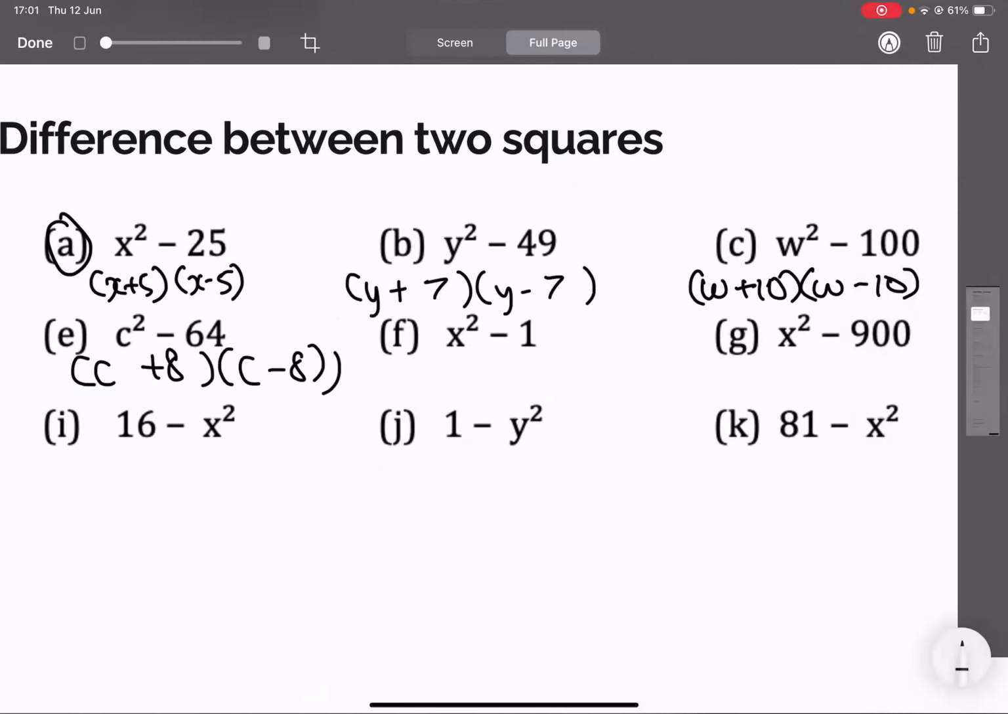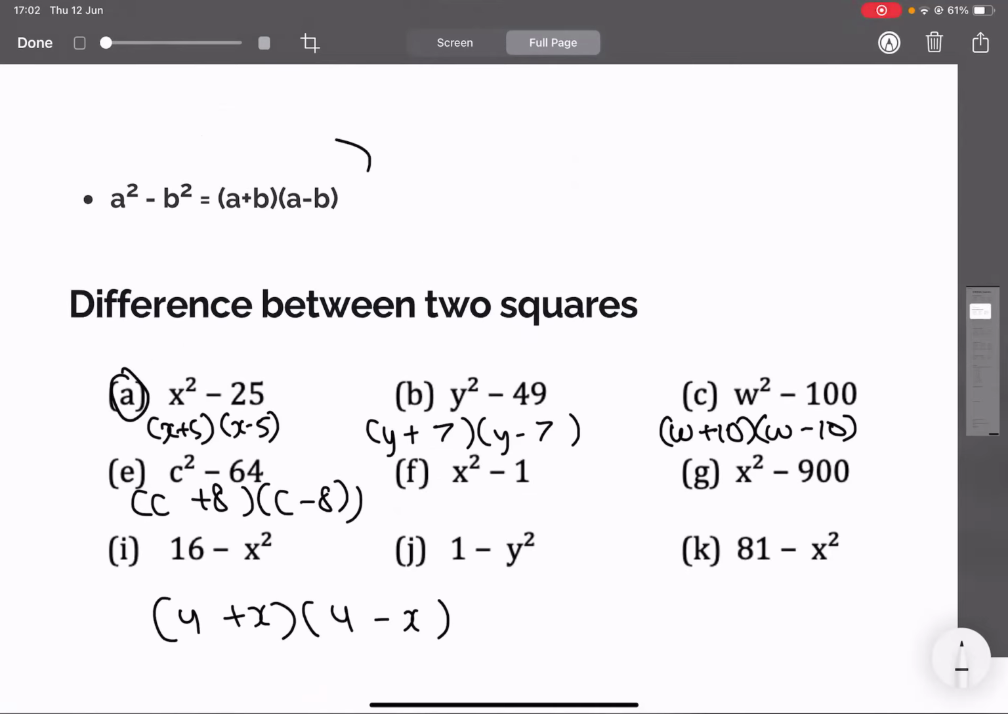And then you see for like I, it's the same thing. You just square root them both. So square root of 16 is 4, and you do 4 plus x, 4 minus x. Yeah, cool. So you just square root them and put them in position using this pattern. So square root of a squared is a, square root of b squared is b. You do a plus b, a minus b.